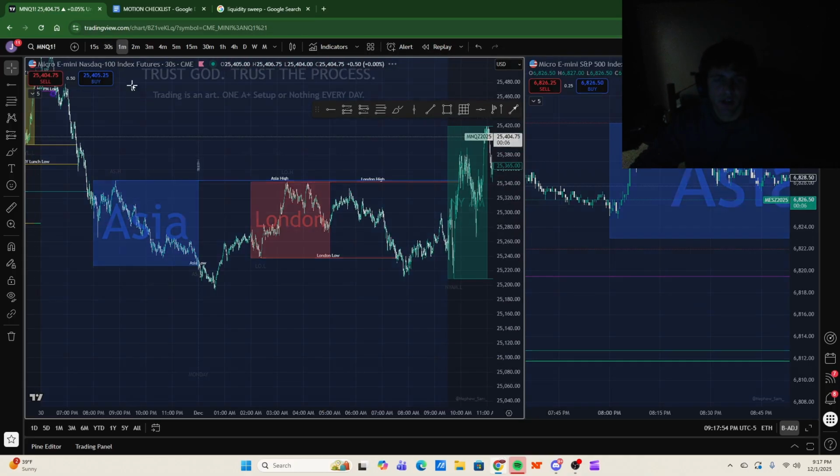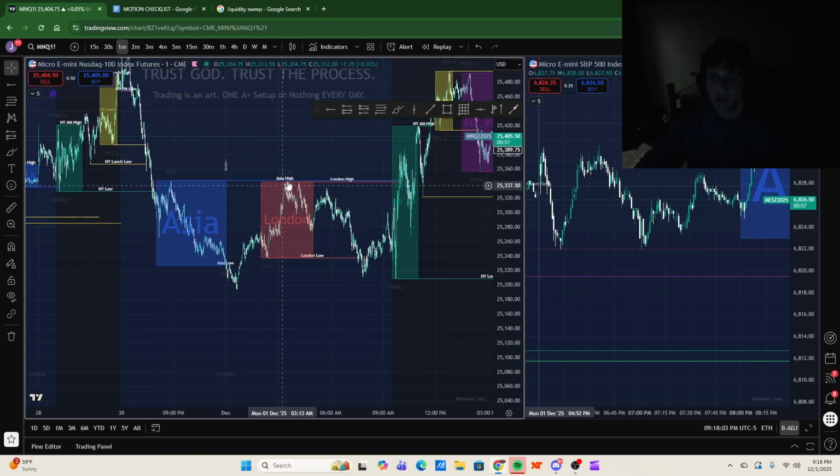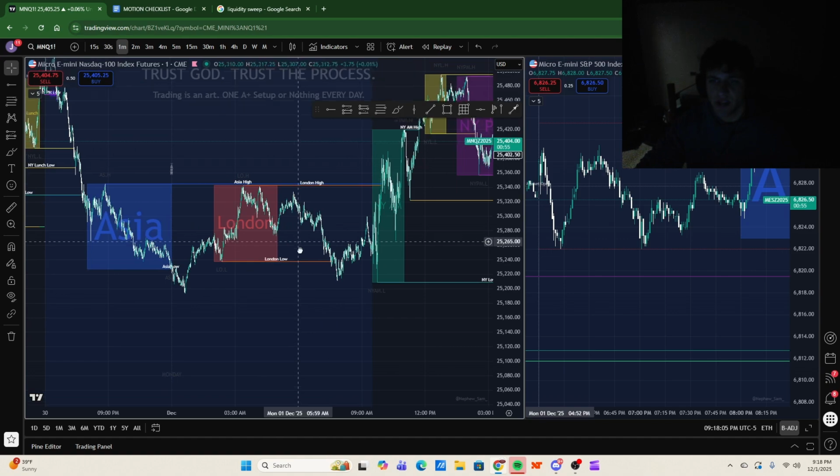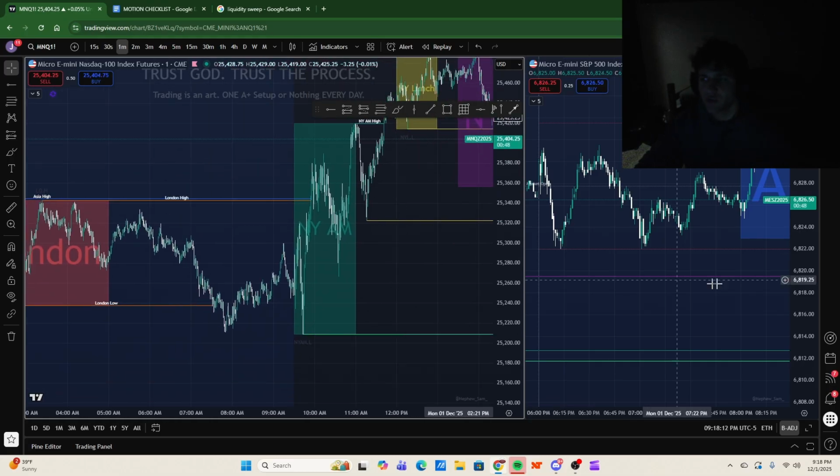So Asia is from 8 p.m. over here to 12 a.m. And then London is from 2 a.m. over here to 5 a.m. We have the highs and lows taken out, and as you can see, typically price tends to draw to these lows or highs and then react off them in some certain way.